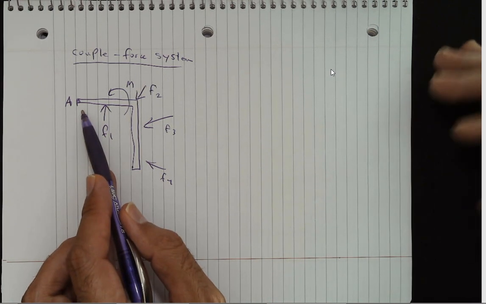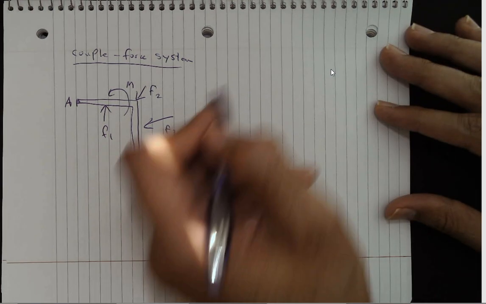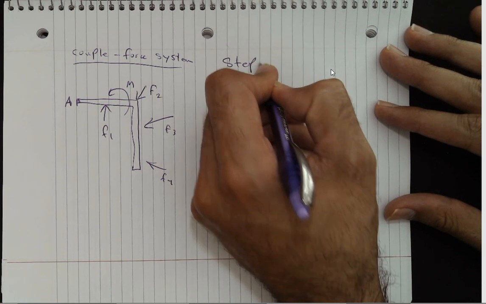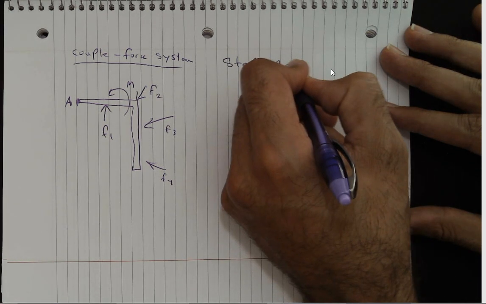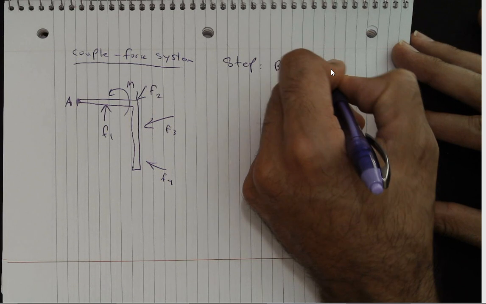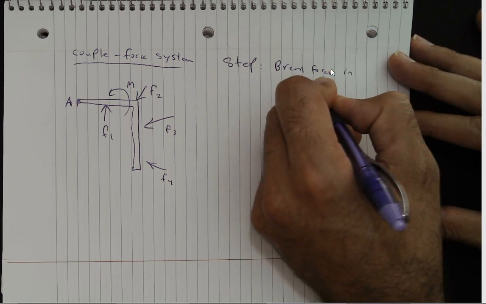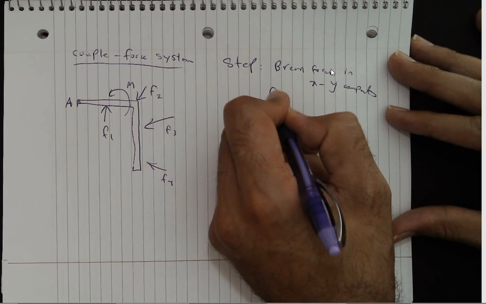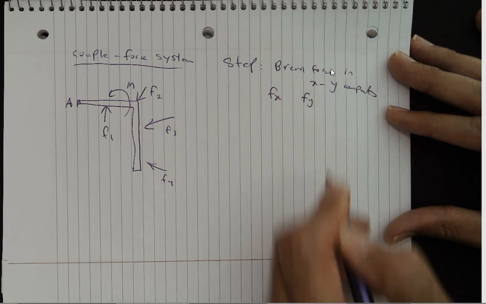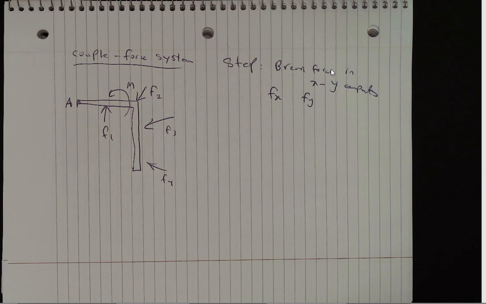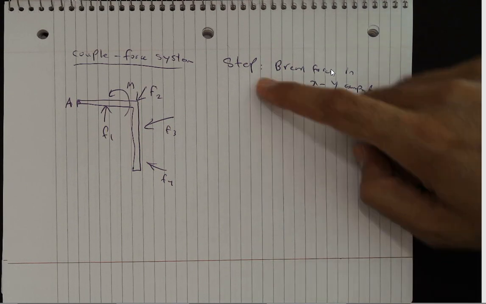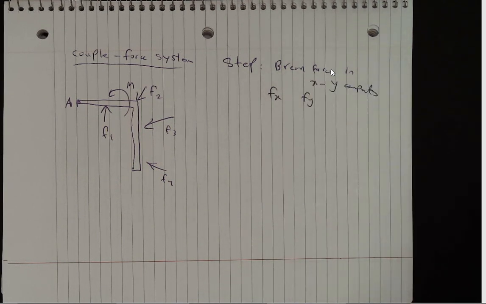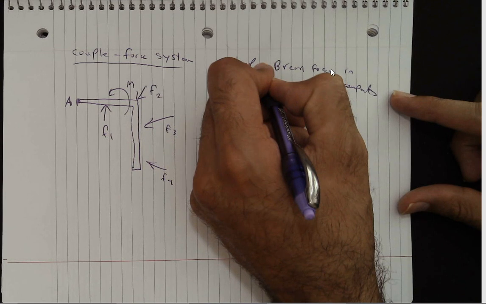Now in order to do this, there are steps that we follow. Step one is that we break forces into X and Y components, or simply we call them F of X and F of Y. If you have the angle with the positive X axis, F of X is F cosine of the angle, F of Y is F sine of the angle, but it depends on the angle, right? If the angle is with the Y axis, the equations will change.